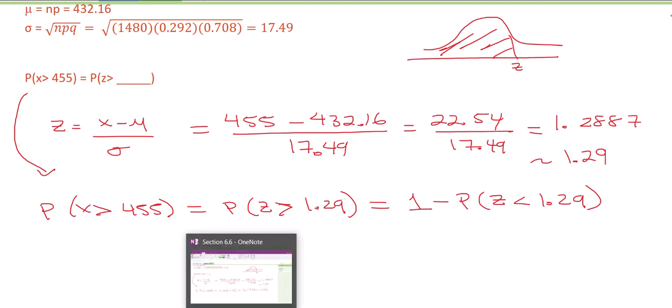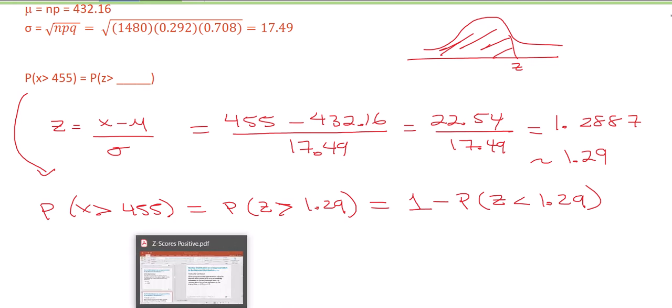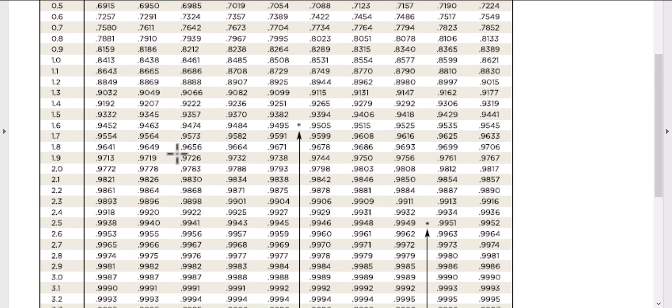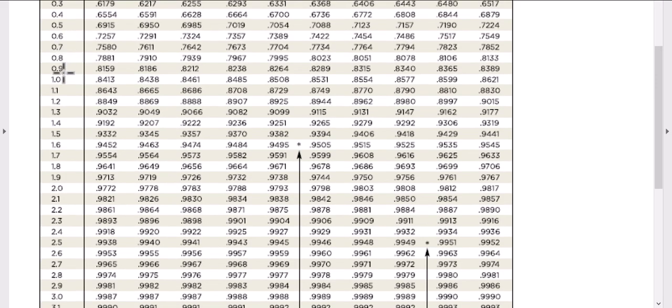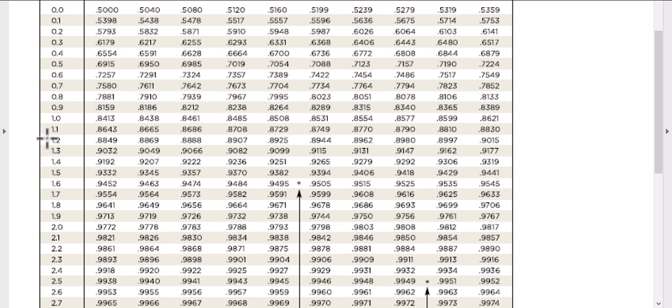So going to our z-tables, we're looking for 1.29, so I'm going to go to 1.2, and 1.29 is the very last one, so 0.9015.